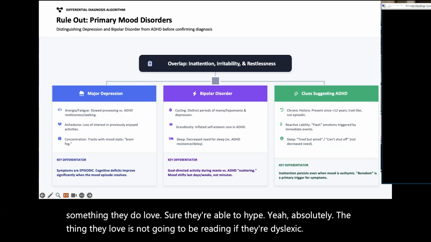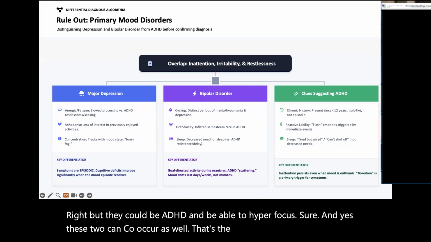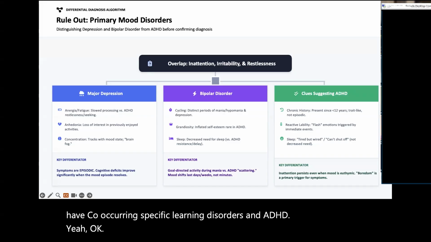Right, but they could be ADHD and be able to hyperfocus for something specific. Sure. And yes, these two can co-occur as well. That's the other problem here. You can have co-occurring specific learning disorders and ADHD. Yeah. Okay. So the second thing I want to talk to you about is how the overlap can mimic bipolar disorder.